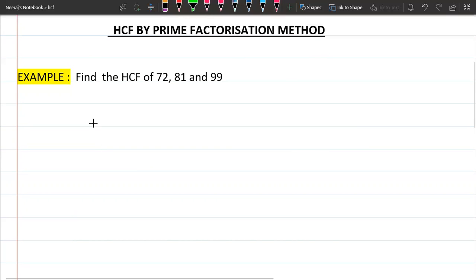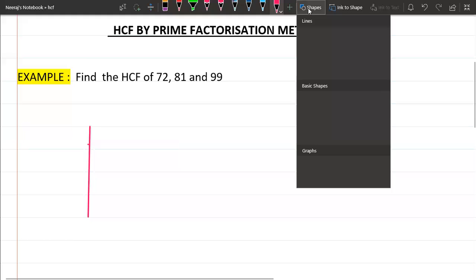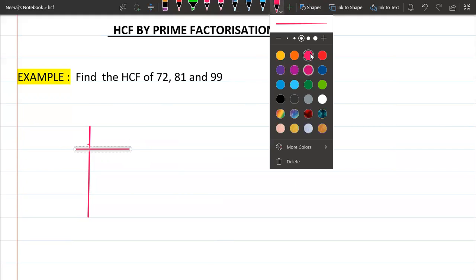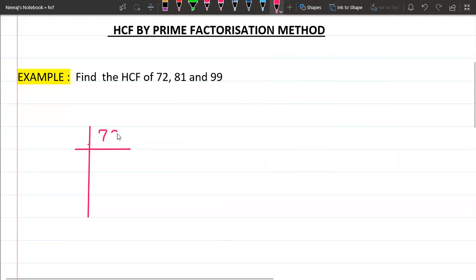So firstly, to find the HCF of 72, 81 and 99, you have to find the prime factorization individually. For it, we will make a standing line, like this. This is called the division method, sometimes it's also called the division method. So we will write the number 72 at the top.